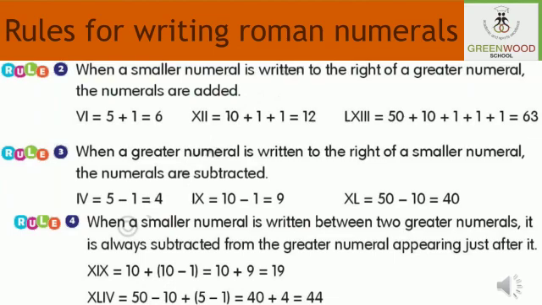Rule number 5. V is not written to the left of X. In the same way, L and D are not written to the left of a bigger numeral. We can write XV, but not VX. In the same way, we can write LV, but not VL.